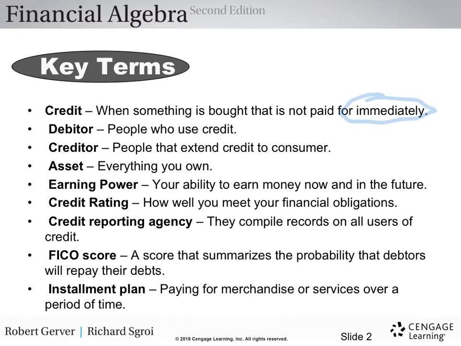A debtor are people who use credit. A creditor are people that extend credit to consumers. An asset is everything you own, okay? They are all your assets. Earning power, that's your ability to earn money now and in the future, okay? So that's considered your earning power, and it's important when you're talking about credit.